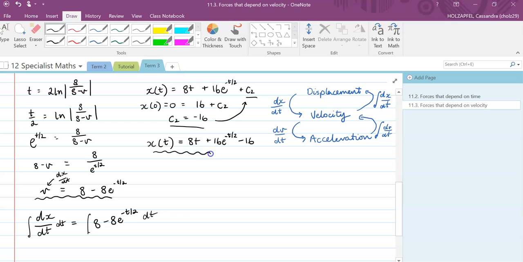Alrighty, there we go. So this is how we have used differential equations to find the displacement when velocity is changing, so when the force is a function of velocity and no longer a force as a function of time. So that one was a relatively simple example. Let's jump in and do a second one.